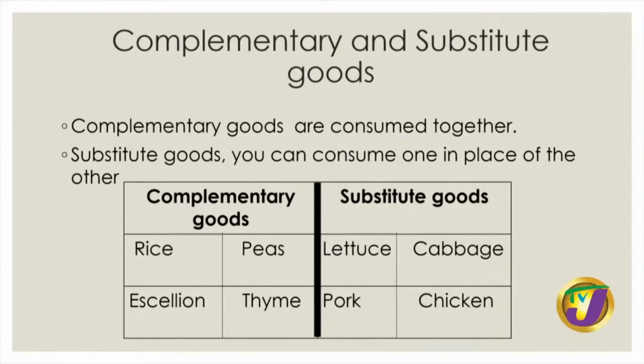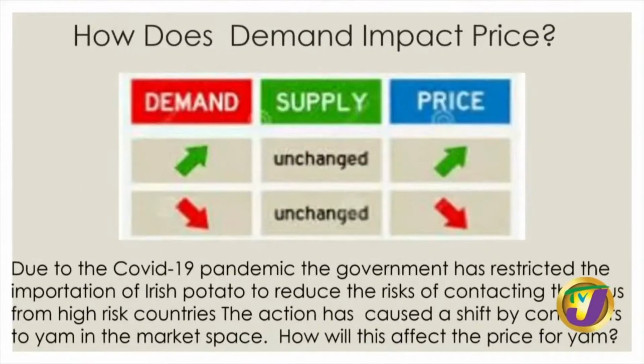So we have complementary goods and substitute goods. Let's break down our chart, our table. Let's look first at how demand impacts pricing. First, demand increases with no change in our supply, so the price will increase. Demand increases based on the amount of items that we have available. So let's say we're looking at tomato, so you can better understand.